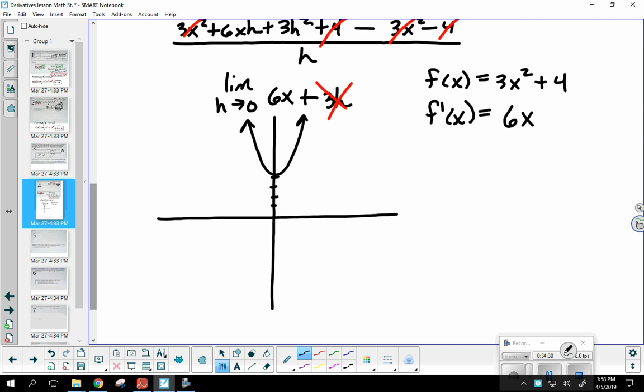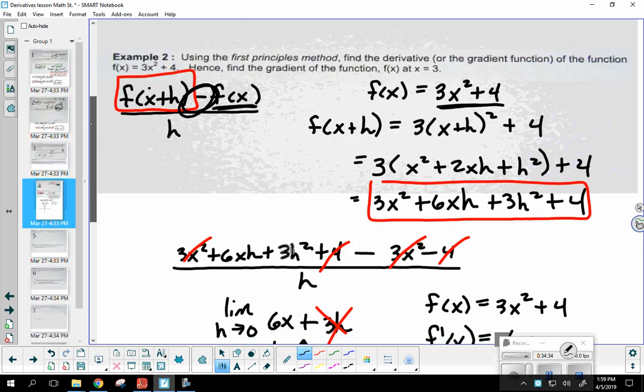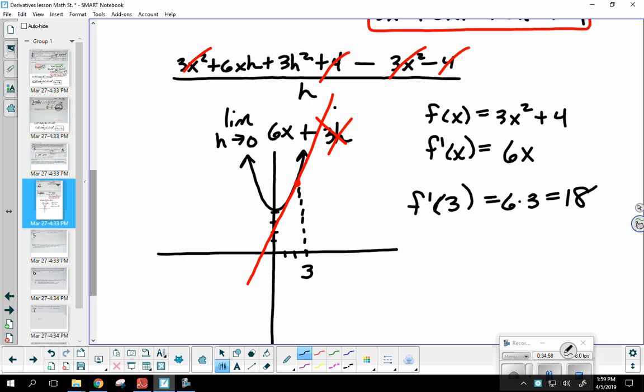So it's wanting me to evaluate this. It says find the gradient of the function at x equals 3. So let's say 1, 2, 3. What it's actually wanting me to do is find the slope of the tangent line at that location. Well, I know how to do that. I'm simply going to plug the value into the derivative. So f prime of 3 equals 6 times 3, which would be 18. So the slope of that tangent line would be 18. That'd be a pretty vertical line.